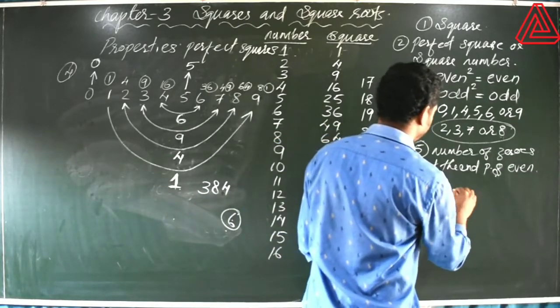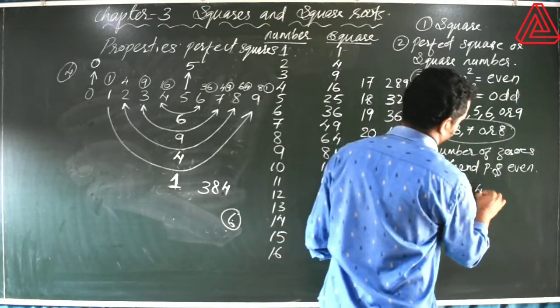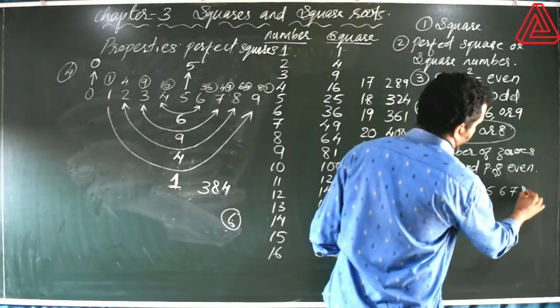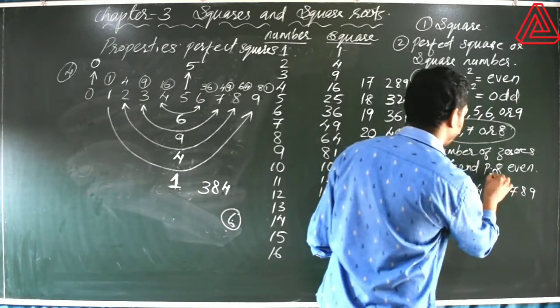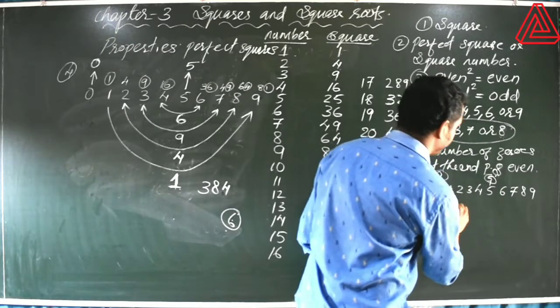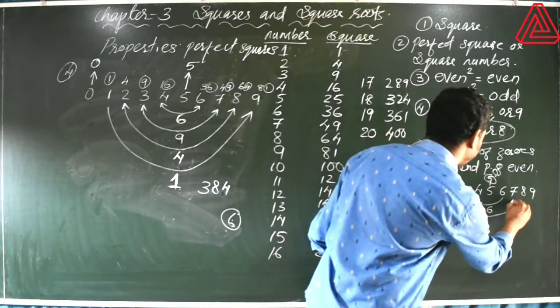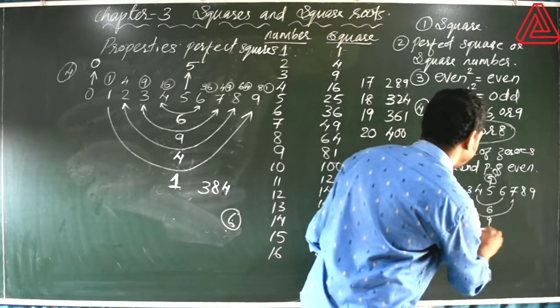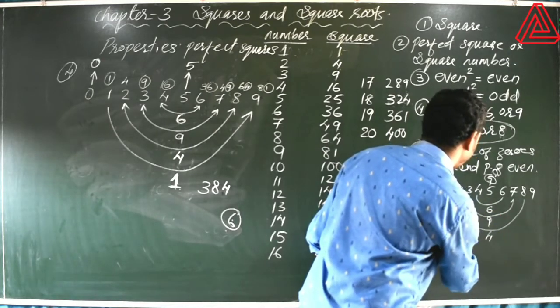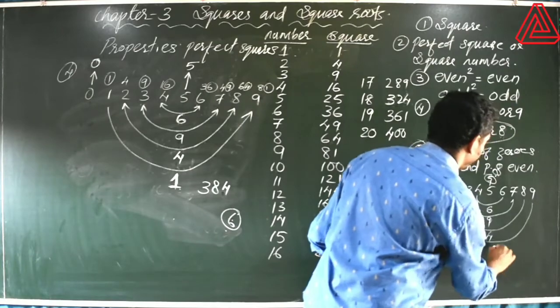0 0 1 2 3 4 5 6 7 8 9, 5 5 1, and 4 and 6 6 3, and 7 9 2, and 8 4 1, and 9 1.